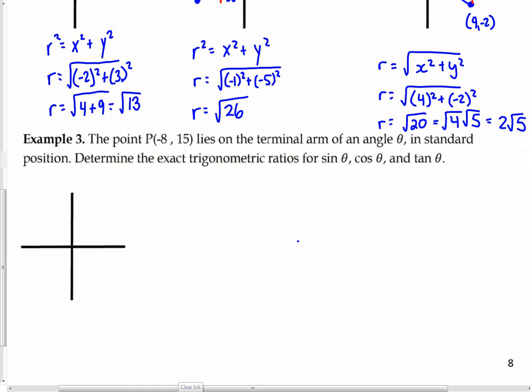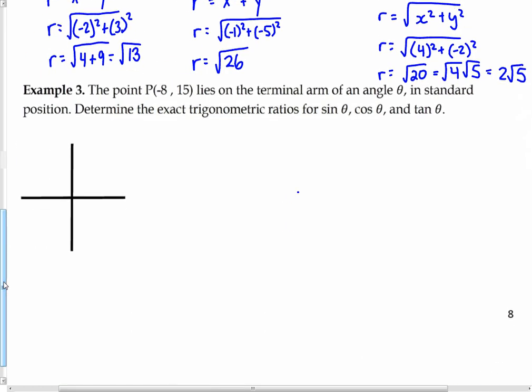All right, let's try another one, but this time we're going to make it a little different. So it says the point, and this is what we're going to actually be doing in this unit. The point -8, 15 lies on the terminal arm of an angle theta in standard position. Determine the exact trig ratios for sine, cos, and tan theta.